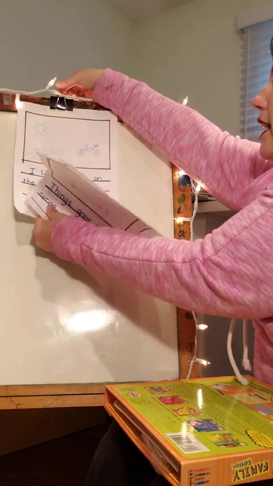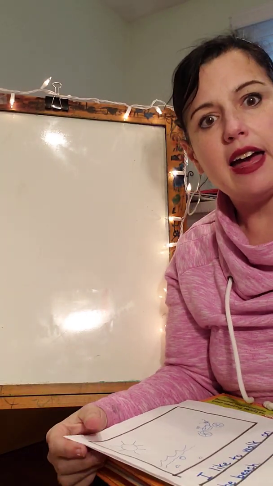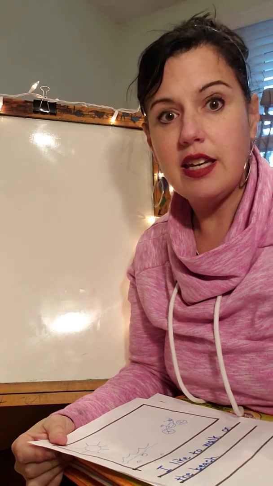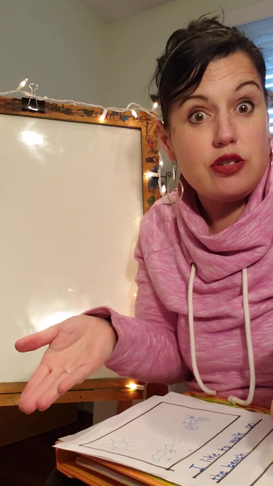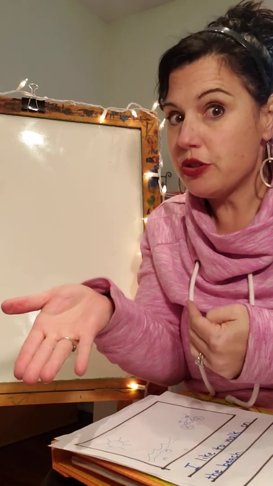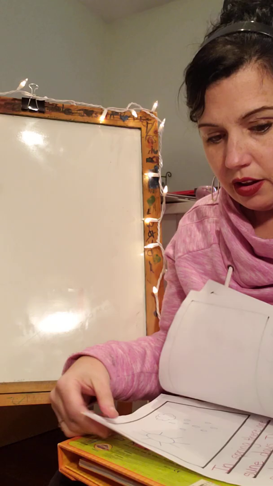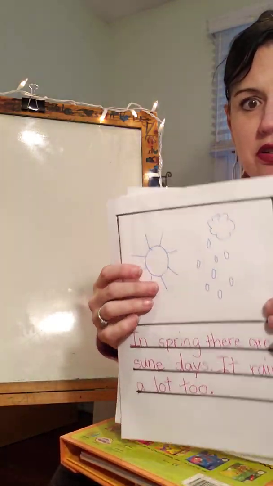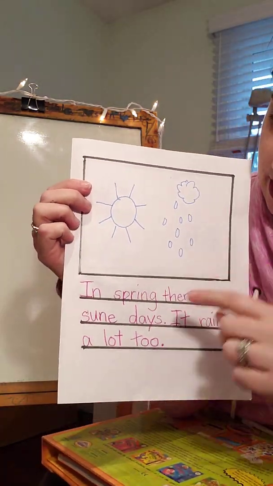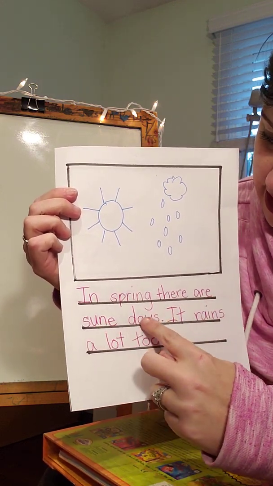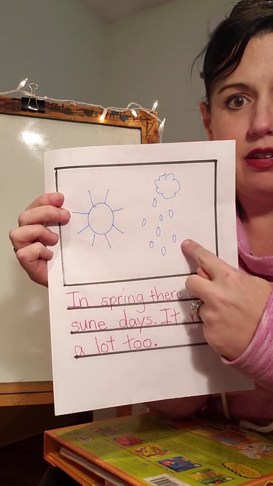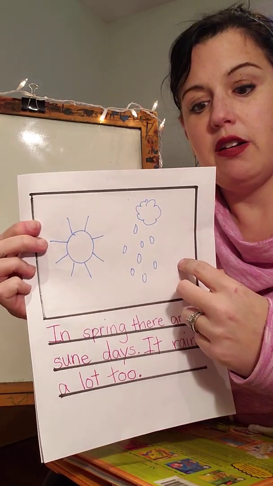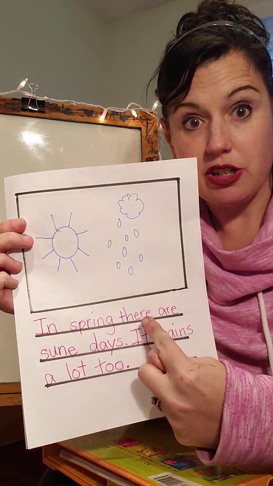Well, when a writer thinks they're done, they go back and look at it again and see if they have enough details in their picture, and if their pictures match their words. So let's go back and I'll look to see whether my pictures match my words. On the first page, it says, in spring there are sunny days. It rains a lot too. And I have a picture of a sun and some rain. All right, my words match my picture.